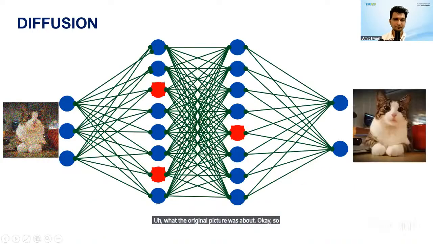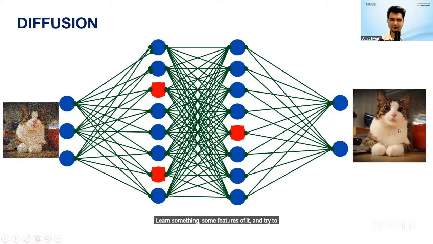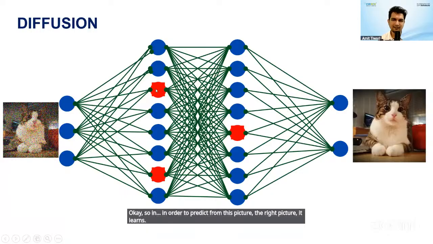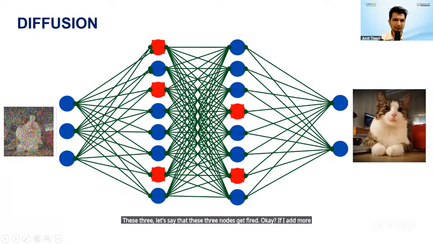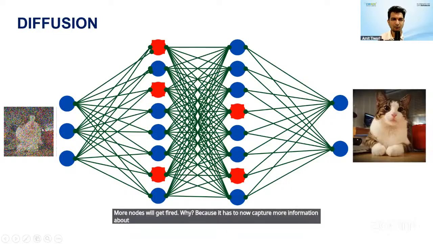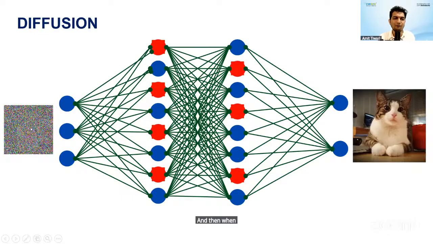So it takes this random picture, learns some features of it, and tries to predict the original. In order to predict the right picture, let's say these three nodes get fired. If I add more noise, more nodes will get fired. Why? Because it now has to capture more information about this cat, since it has to generate the image from a very noisy image. The noisier the image, the more information it needs.